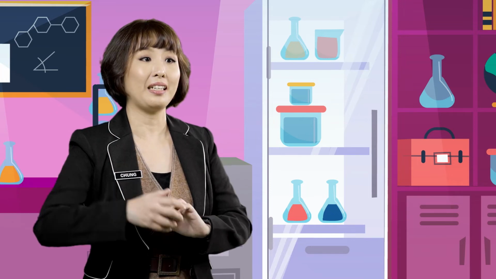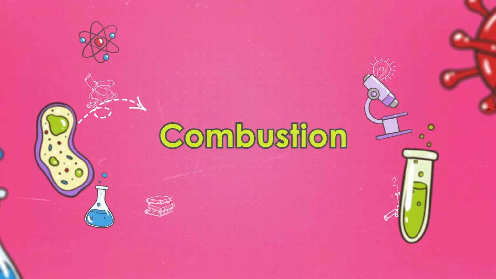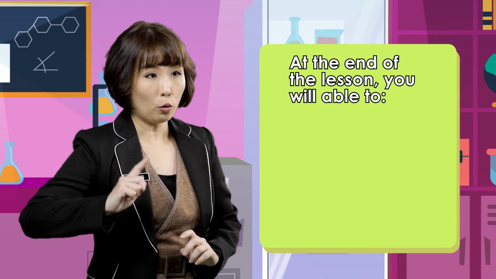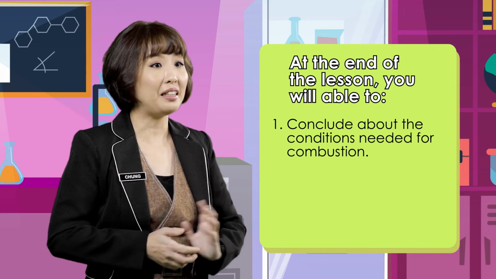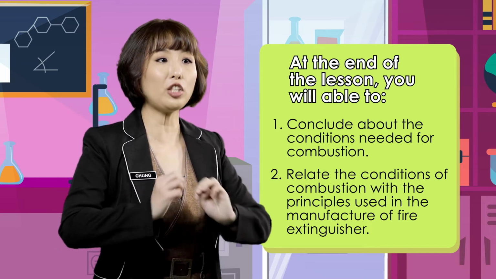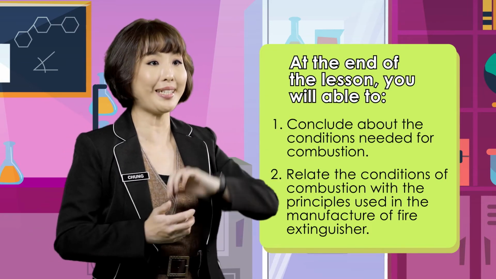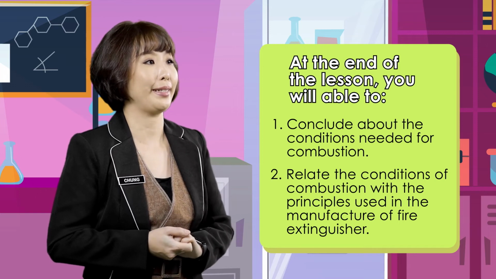Boys and girls, now let's move on to the next section of the lesson today. We are going to discuss combustion. At the end of this section, you will be able to 1. Conclude about the conditions needed for combustion. 2. Relate the conditions of combustion with the principles used in the manufacture of fire extinguishers.